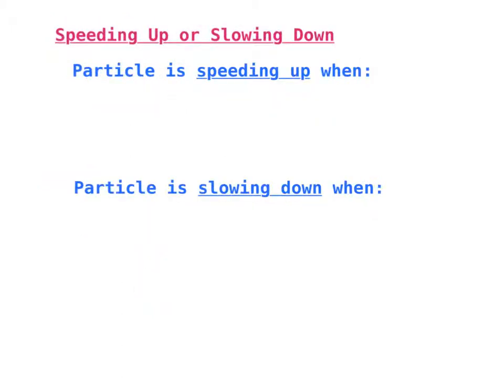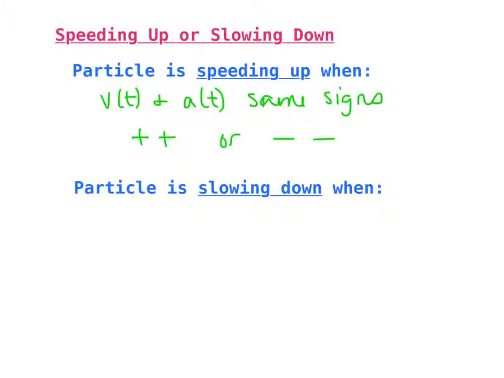Okay, these next two ideas are huge, and you're asked a lot of questions about these. The idea of when is your particle speeding up versus slowing down. Okay, so we would say that the particle is speeding up when v of t, the velocity, and a of t, acceleration, have the same signs. So that would mean they'd both be positive or both be negative.